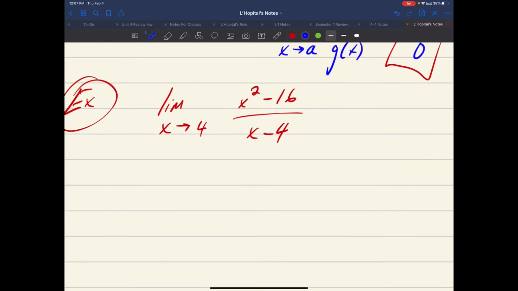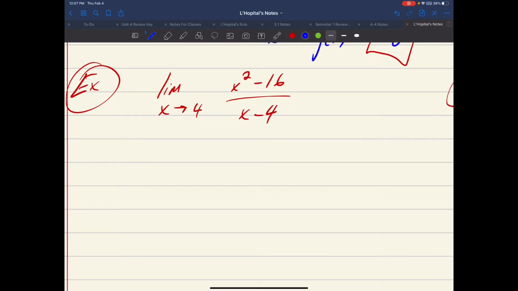So the limit is x goes to 4 of x squared minus 16 over x minus 4. One way we could do this is to simply factor x squared minus 16, cancel out the x minus 4, and then plug it in. So this is one where L'Hopital's rule can be used, but it doesn't need to be. We're just using it because that's a good starter example.